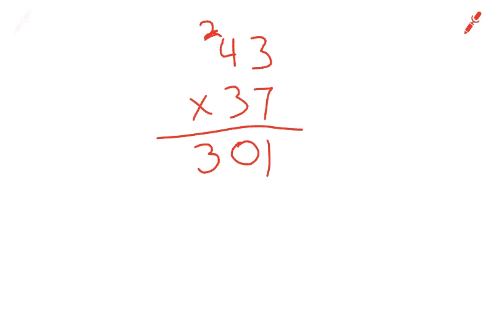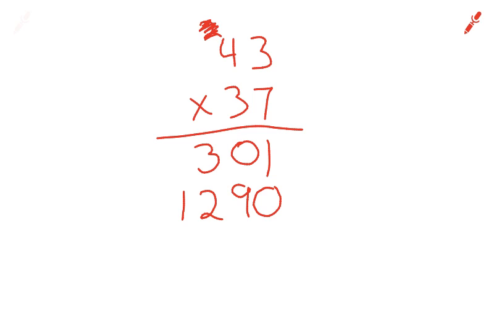Now, when we do our tens place, we need to start with the 0. And we'll now do our spray here of 3 times 3, then 3 times 4. 3 times 3 is 9. 3 times 4 is 12.